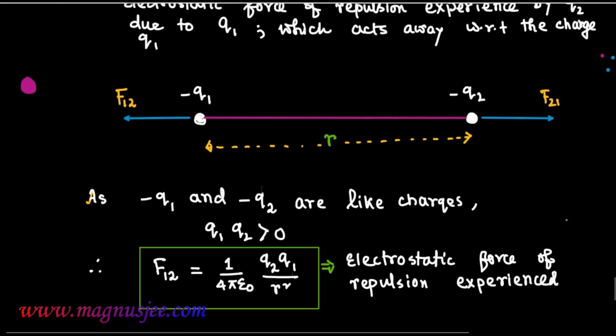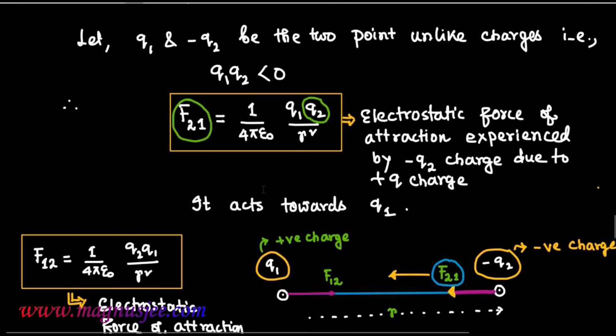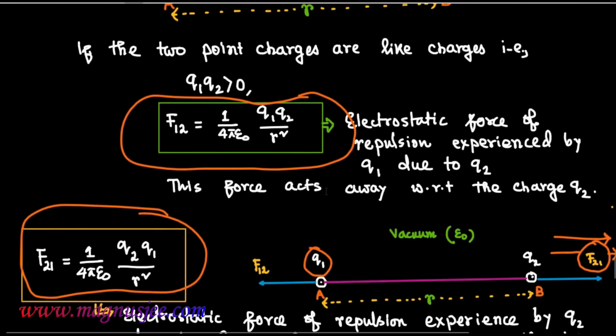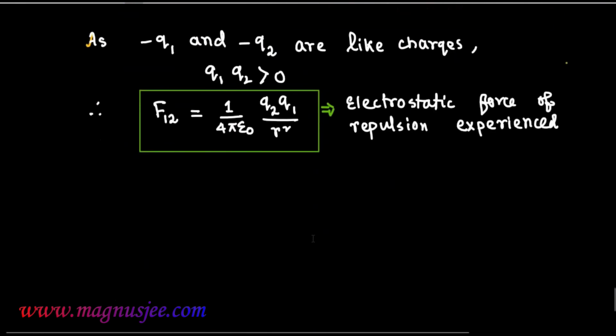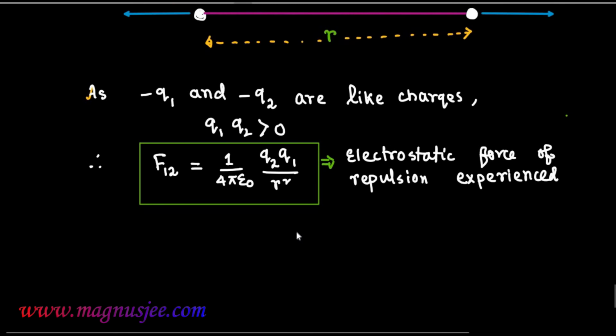Similarly, in the last case, when we assume two positive like charges, it should be q2 q1 for F12, and for F21 it should be q1 q2. Now it is correct, q1 q2 divided by r square for F21. Now here for two point negative like charges, F12 is equal to 1 by 4 pi epsilon 0 q2 q1 divided by r square.